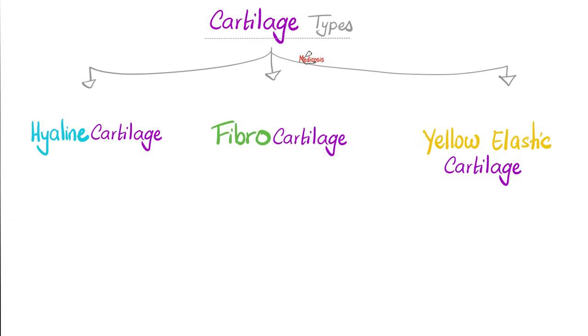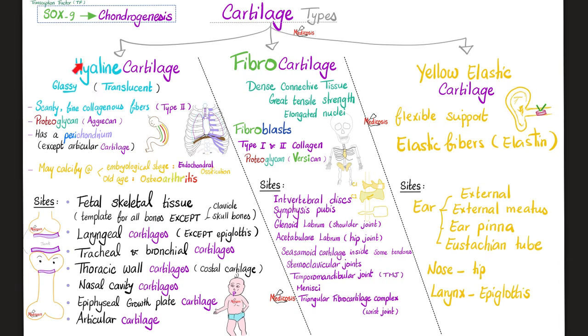The types of cartilage are 3: hyaline cartilage, fibrocartilage, and yellow or elastic cartilage. Where can we find hyaline cartilage? Remember the epiphyseal growth plate of the bone? This is hyaline cartilage. Remember the articular surface of the bones? Hyaline cartilage. The cartilages of the larynx are hyaline cartilage.